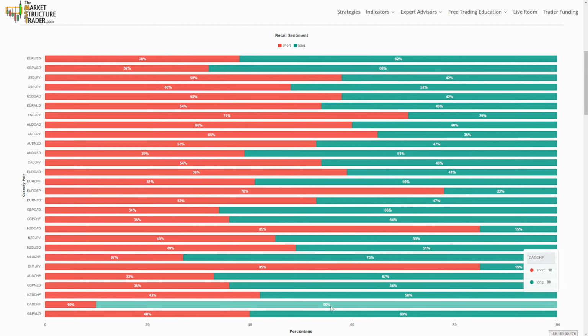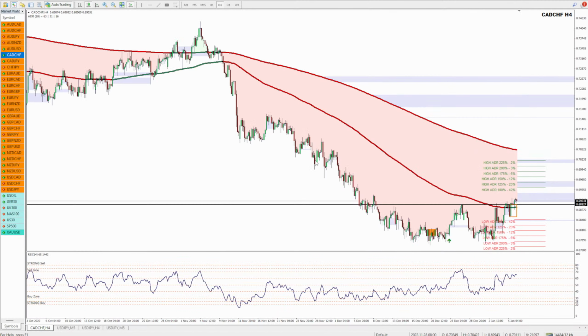So I don't really want to be disagreeing with these guys at the moment. If institutions and fundamentals are all disagreeing with these guys, we're going to just jump on and go the other way, aren't we? So don't really want to trade that one at the moment.